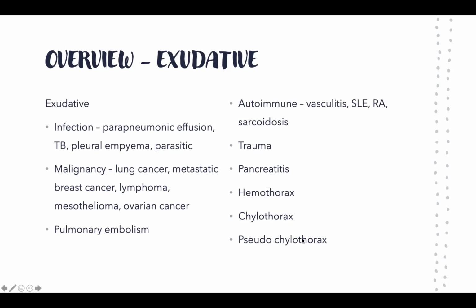Pseudochylothorax is similar to chylothorax, but it's not caused by chylomicrons or triglycerides at all; it's rather caused by inflammation. A good way to differentiate this is to get a sample of this pleural fluid, which we'll talk about a bit later, and see differences in our lipid levels. I'll talk more about this later, but it's very important to note that there are exudative and transudative effusions and various causes of them.